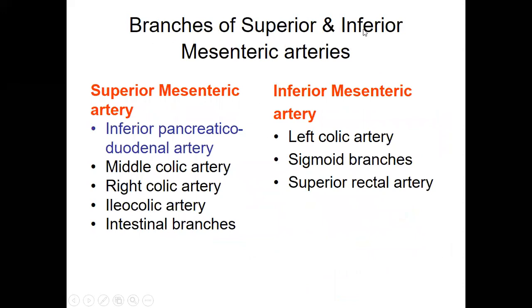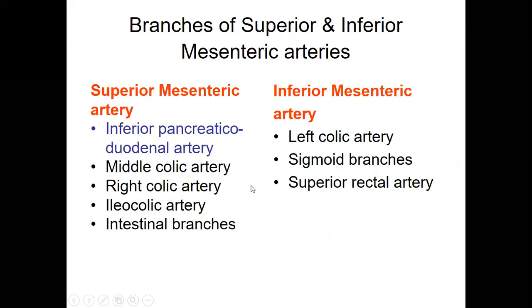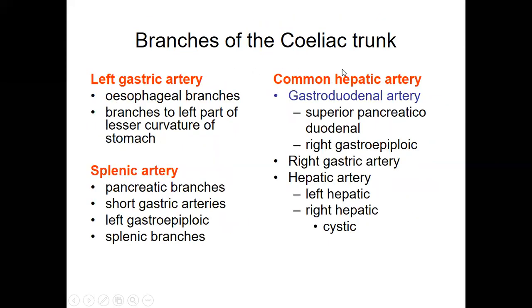And the branches of the superior and inferior mesenteric artery. The superior mesenteric artery gives branches to the inferior pancreaticoduodenal artery that I already showed you just now. And then the inferior mesenteric artery gives branches to this artery. So this one you can read on your own later. This is just to show you the branches that arise from the celiac trunk and the branches that arise from the specific artery that I have mentioned just now.